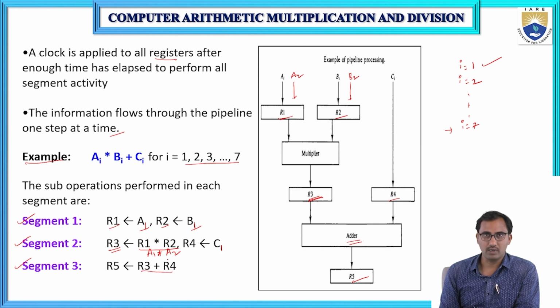R3 plus R4 contents will be added, and the result will be stored in the R5 register. So in this way, the data will flow in a step-by-step manner, and by the time when I is equal to 7, we will get the final result of this expression.